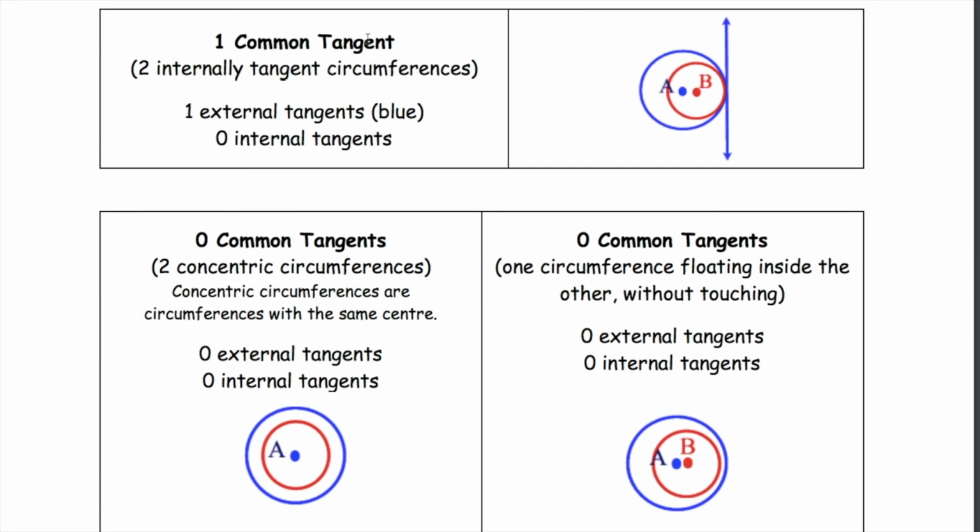One common tangent when we have two internally tangent circumferences. One circumference, two circumferences. Circumference B, the red circumference, is tangent to circumference A, but it's inside of circumference A. So we have one external tangent, the blue line, and 0 internal tangents.